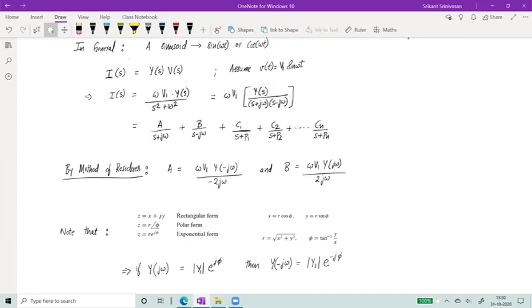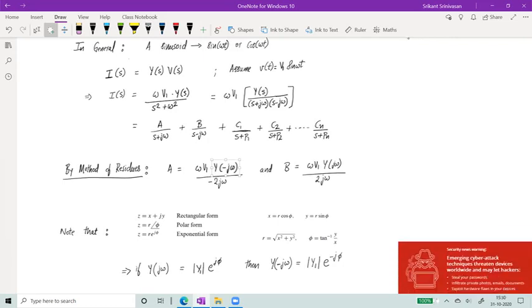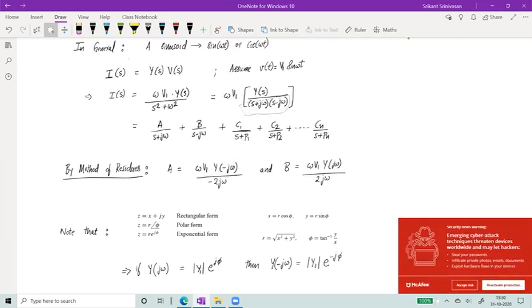So what will happen if I do that? If I put s equal to minus j omega, then in I of s, omega V1 is just a constant, so that comes out. Y of s can be written as Y of minus j omega because I put s equal to minus j omega. The denominator will be what over here? The s plus j omega term is already cancelled out, right? We removed it. So you're left with minus j omega minus j omega, that is minus 2j omega. So this is the method of residues.